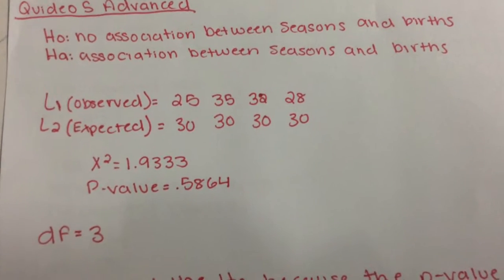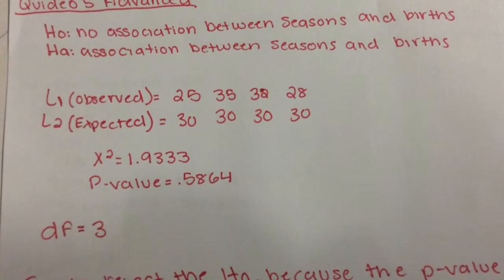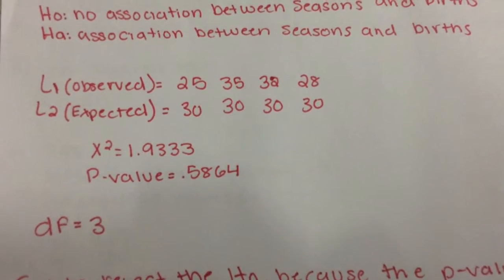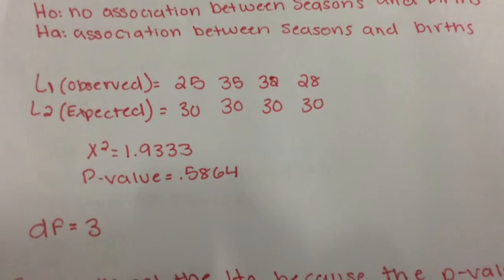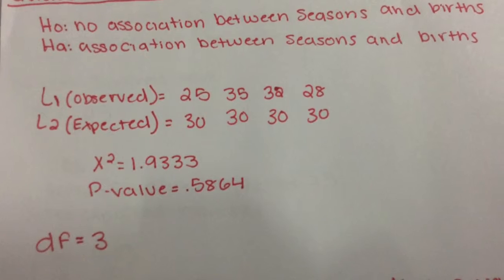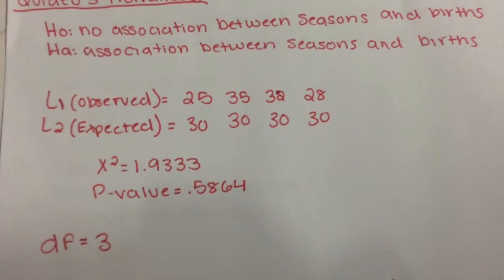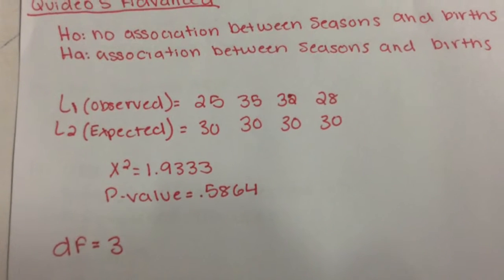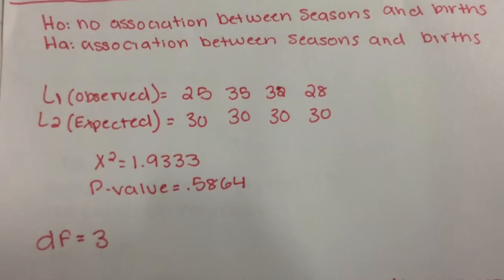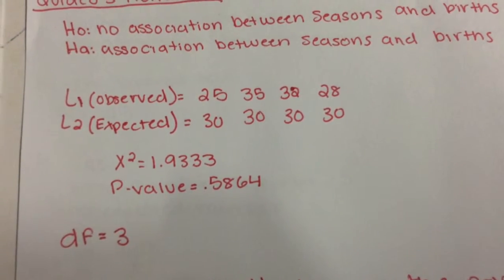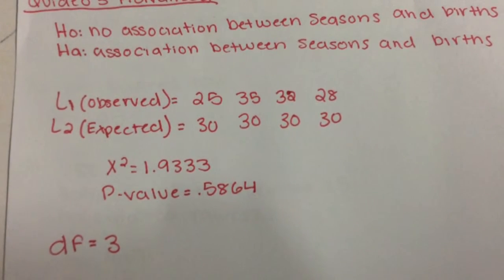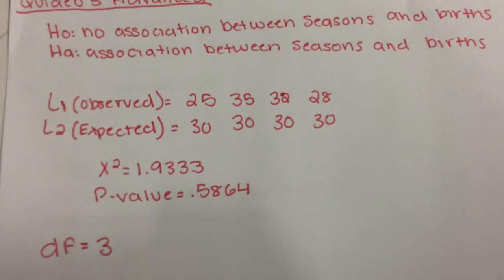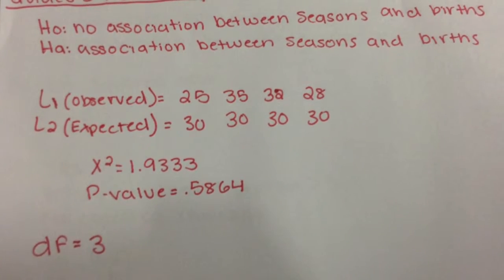So B, we're doing a compute the chi-squared statistic. So that means that's the type of test we're doing. So we're going to plug these values into our calculator, and our L1 is going to be our observed values, and our L2 is going to be our expected. It gives us our observed values in the problem, and expected, because there's 4 seasons, we're going to split up the 120 by 4.